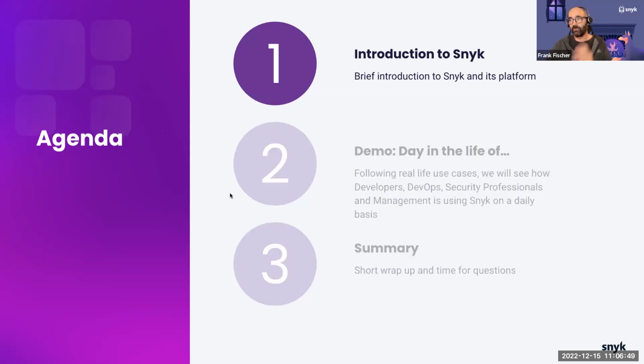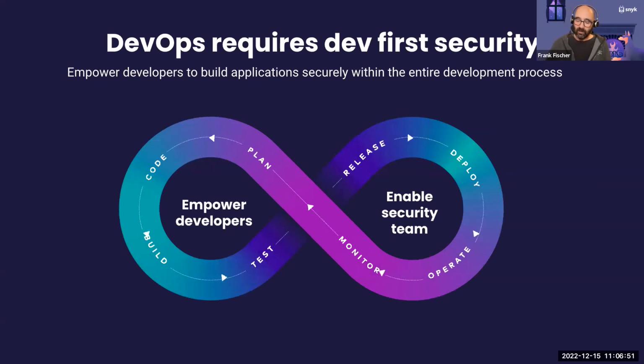Okay, so intro to Snyk. When you think about DevOps, you think about a very nice and agile graphic, this lying 8, this infinity figure. And the idea is that you have an agile process that runs from plan, code, build, test, release, deploy, operate, monitor, and it starts again, and everything is nice and everything works out smoothly.